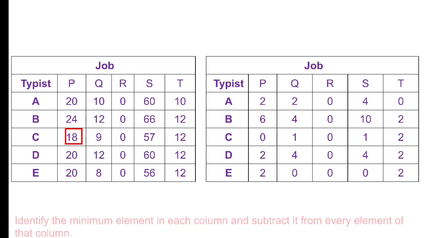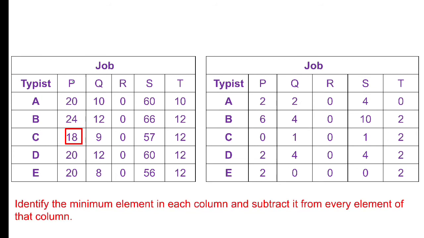Now columns will be selected. First column minimum is 18, so we will select and subtract. Second column 8, third column 0, no need to do anything, all the values in that column are 0. Then fourth column 56, fifth column is 10. So now I'm subtracting, and we'll get this column.